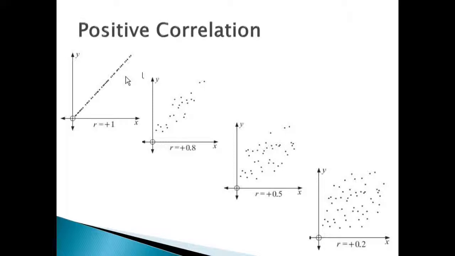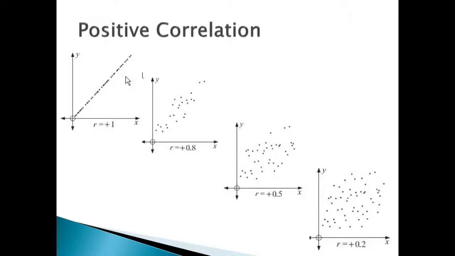For our positive correlations, we see the progression here for our different r values. If we start with the r value of +1, you can see we have a perfect positive line. As our r value gets closer to 0, we have a 0.8 here, we can see the points start to become more dispersed and less linear. For 0.5, again, they're more dispersed. We can still see there's a positive trend. The points are increasing, but they're definitely more spread out.